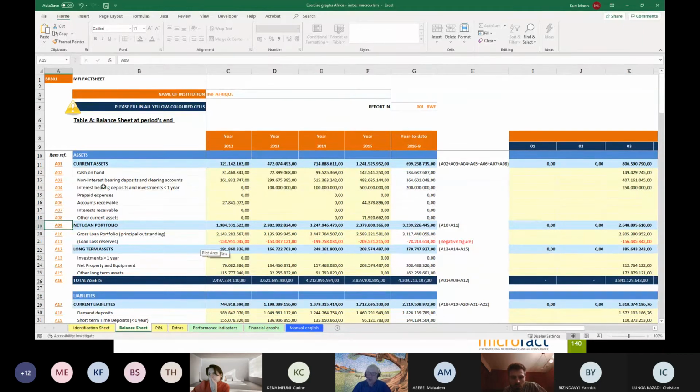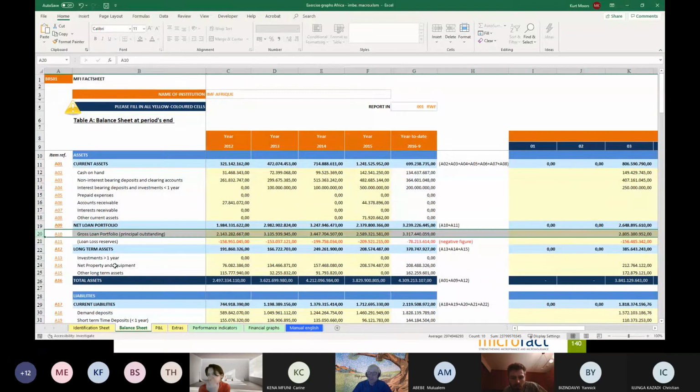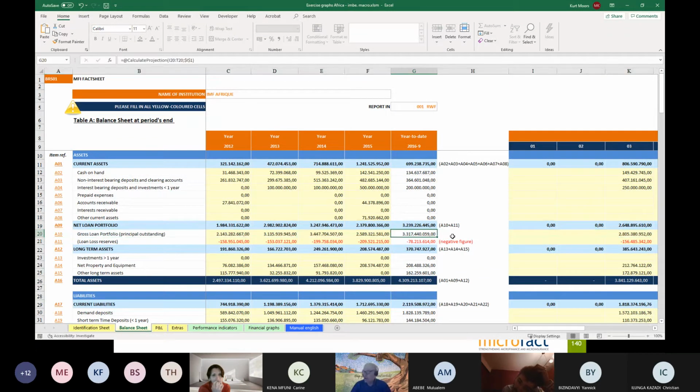If we go in the balance sheet, of course, your gross loan portfolio is part of the assets. You can see it here on line 20. So this is your portfolio, the healthy part, including the contaminated part. It's 3 billion Rwandese francs for this organization.